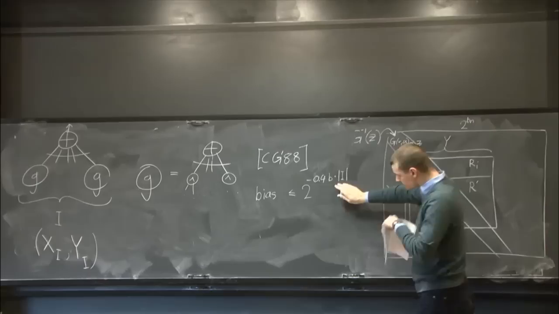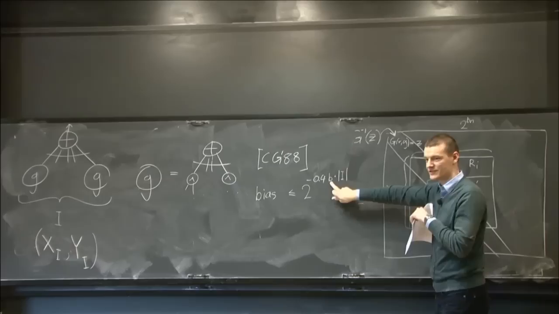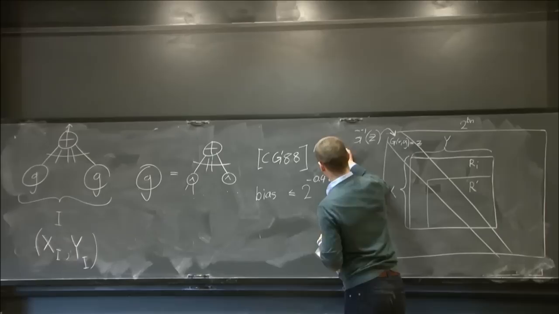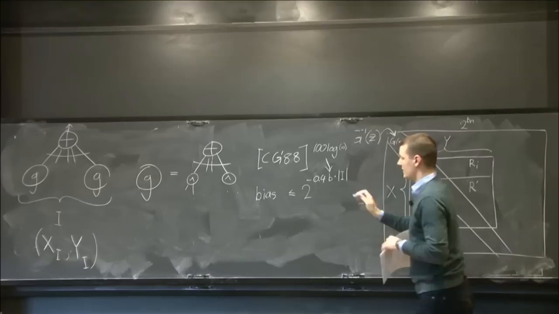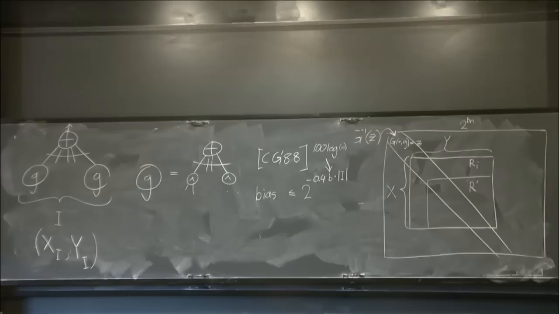So this is the only place where we need to use a gadget size which is large, logarithmic. So B was chosen maybe as 100 log n or something like that, just to get n to the minus... yeah, just to get this kind of silly union bound calculation to work.